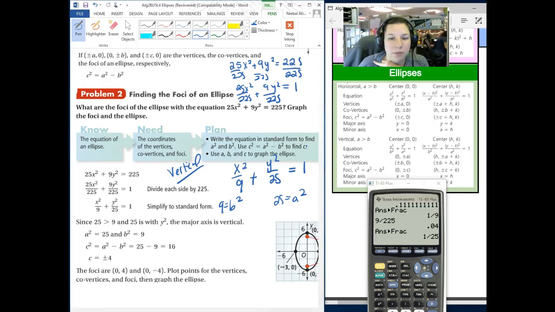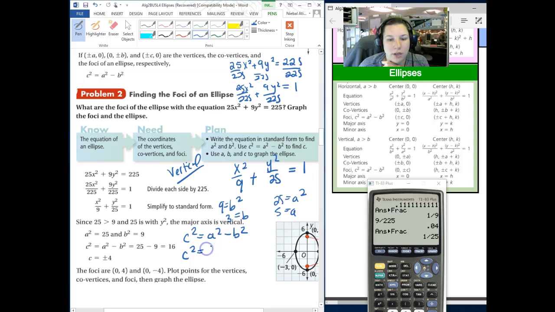Vertical is x squared over b squared. So since this is the smaller number, that means it's b. So that means this one's vertical. So 3 equals b. Take the square root. Square root of 9 is 3. And 5 equals a. Okay? And then to find c, we're going to use this equation. Okay? So c squared equals a squared minus b squared.